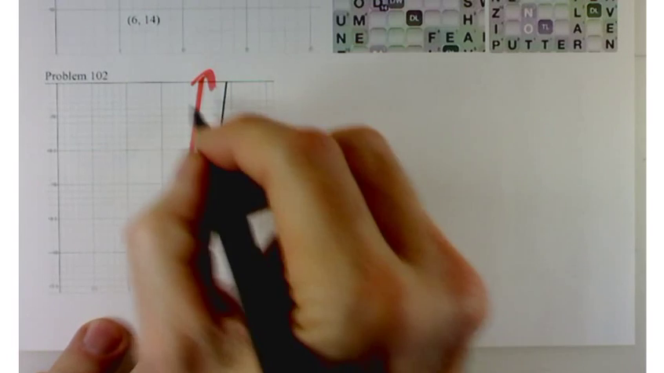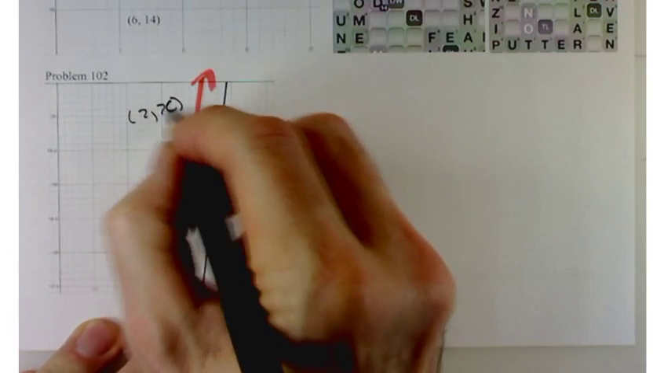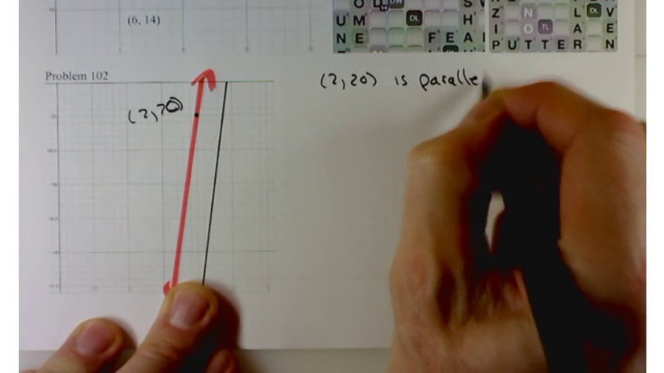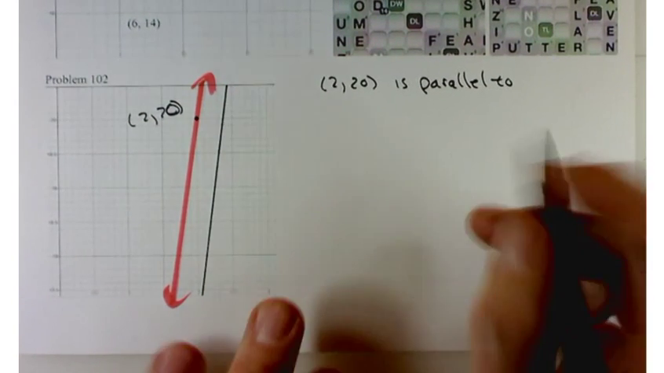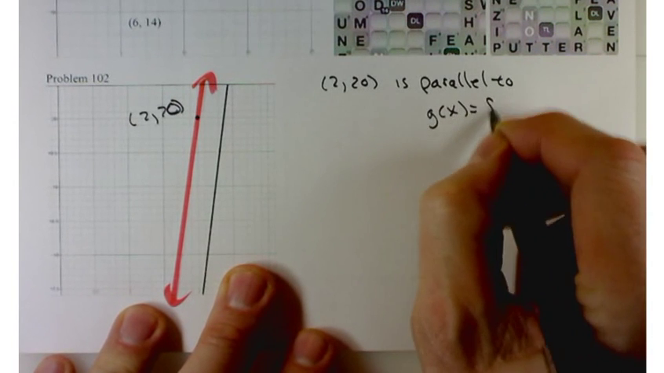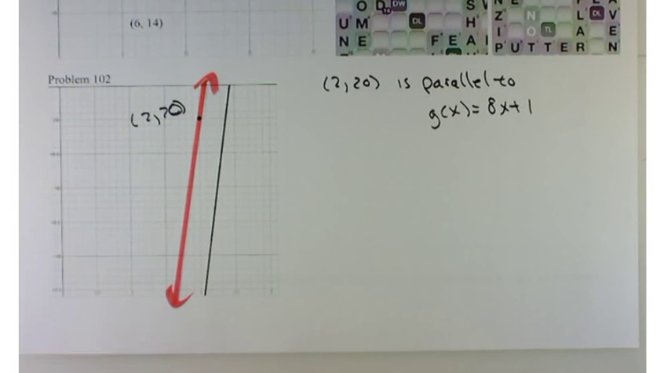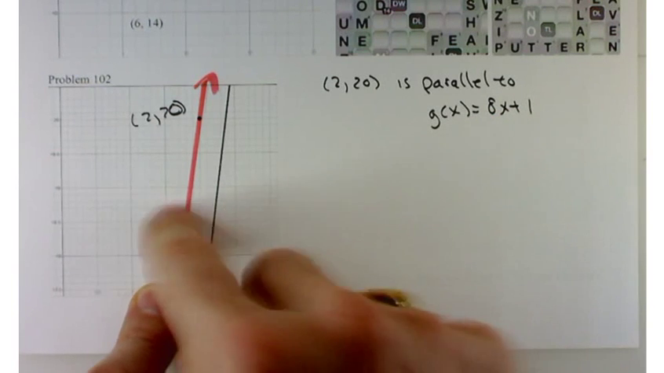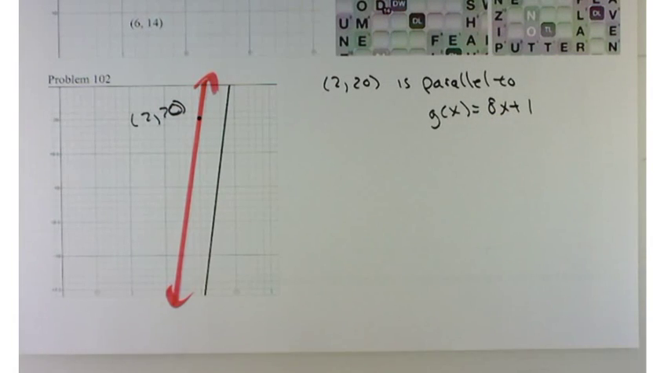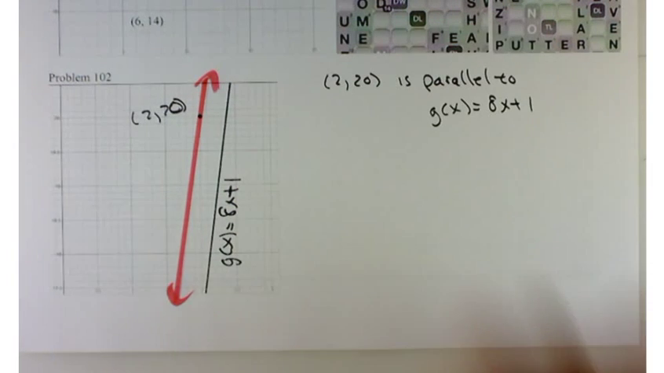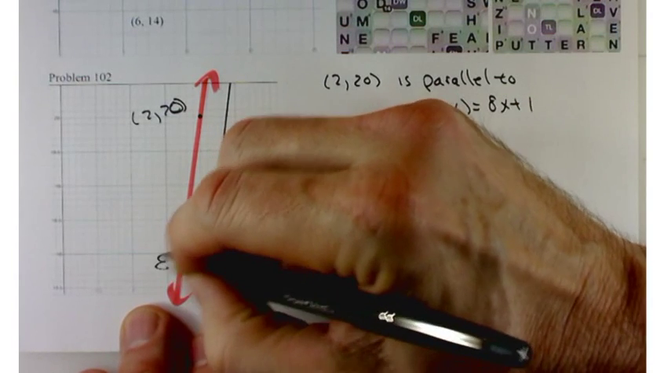We want the equation of a line that passes through this point, 2 and 20, and is parallel to g of x equals 8x plus 1. If it's parallel, then it's going to have the same slope as this line. These two lines have to have the same slope. What's the slope of this line? Yeah, 8. 8 over 1, or 8. So since they're parallel, this line also has to have a slope of 8.